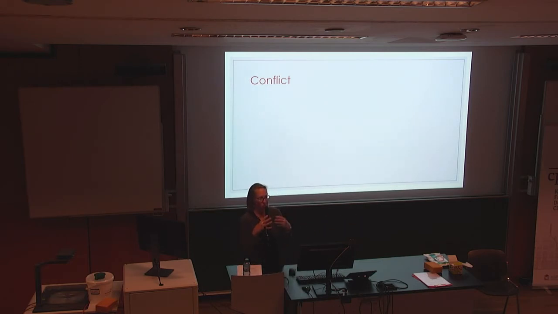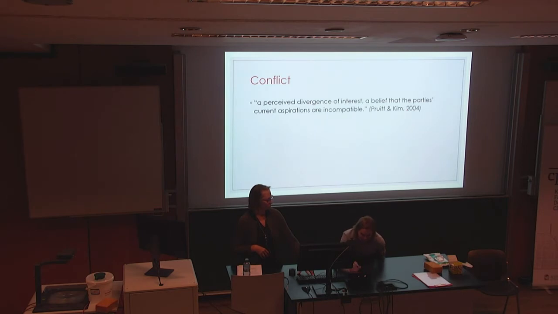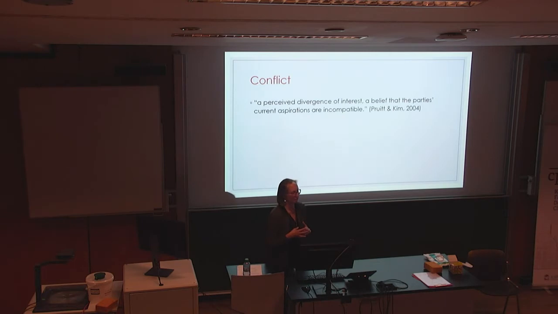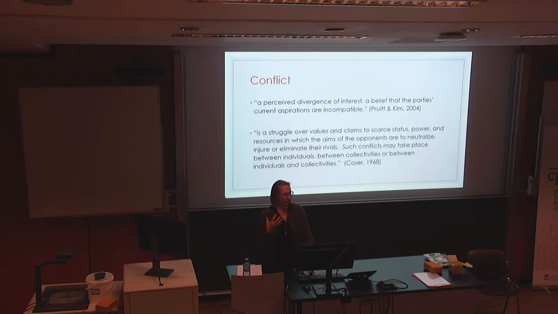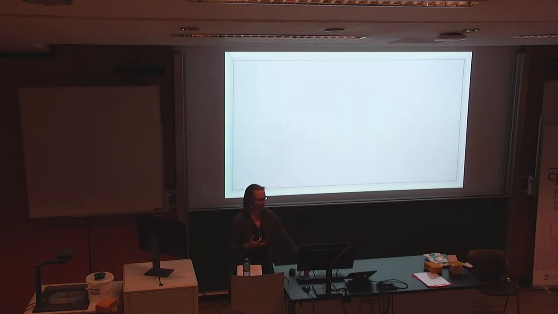So let's back up first and talk a little bit about the nature of conflict itself before we talk more specifically about intractable conflict. Okay? So one definition, coming from a social psychological perspective on conflict, suggests that conflict is a perceived divergence of interest, a belief that parties' current aspirations are incompatible. So again, this has to do with how you look at things, right? And then another definition of conflict might be a more structural one. This is Lewis Coser: a struggle over values and claims to scarce status, power, and resources, in which the aims of the opponents are to neutralize, injure, or eliminate their rivals. So we have both of these perspectives on defining conflict.